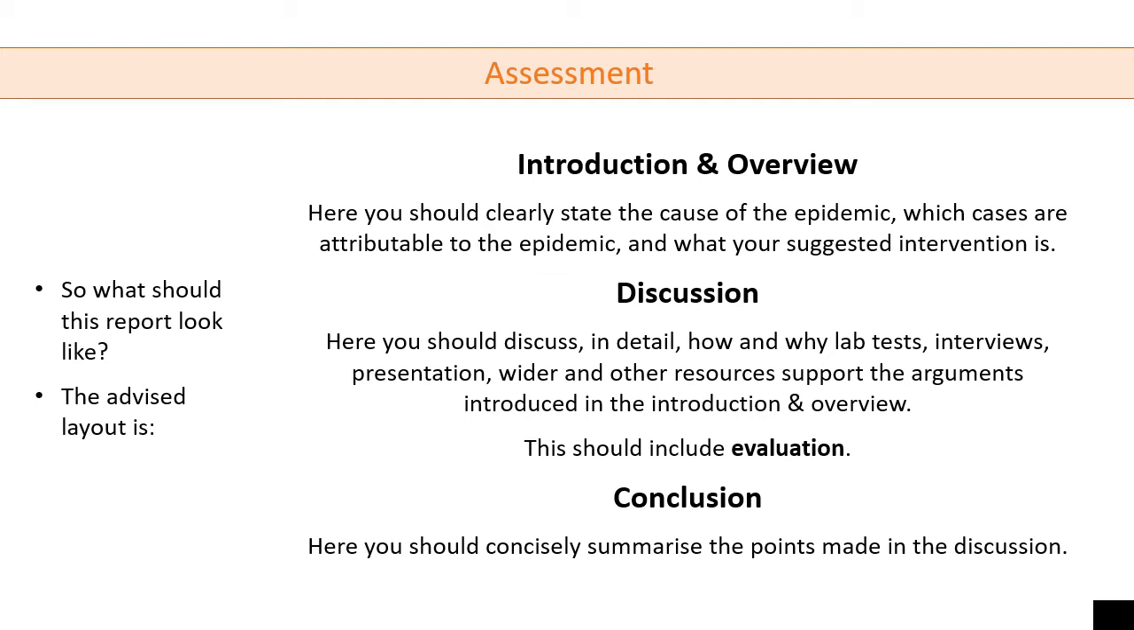You should be saying exactly what you have determined the causative agent of the epidemic is. You should be saying which cases you feel are attributable to the epidemic. So there's 6 individuals. You should be saying which, if any, of those individuals you think are involved in the epidemic, so which are suffering from the particular disease that is the epidemic. And you should also be summarizing your key arguments of what should be done as a step forward. So what interventions should be put in place. And this is the introduction or overview.